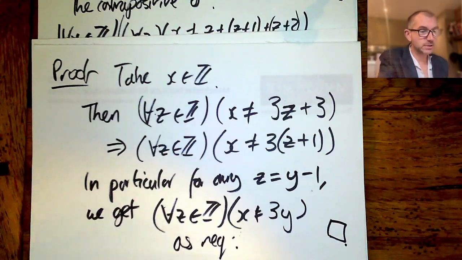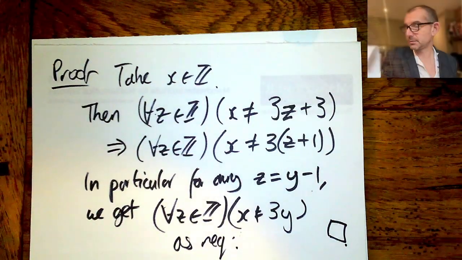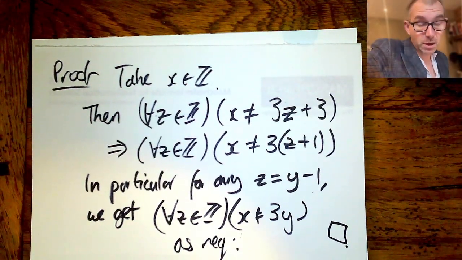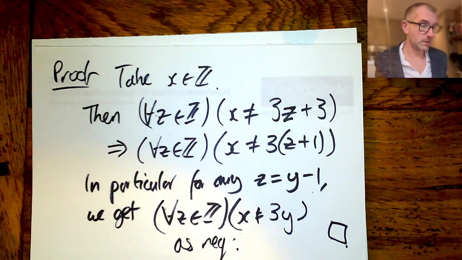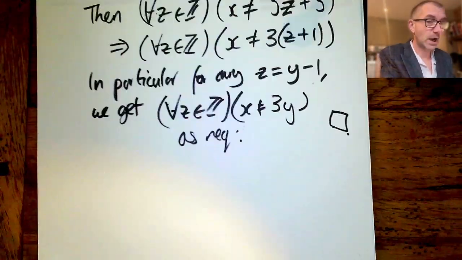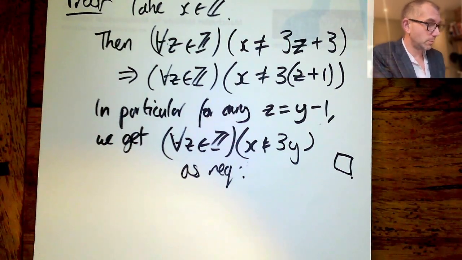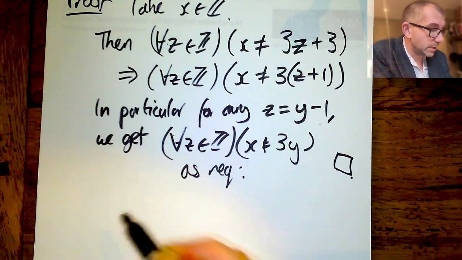Okay, so sometimes it turns out to be easier to prove the contrapositive, and it's only with a little bit of practice that you can see that. Let me just give you one more example. It's probably a bit easier even.